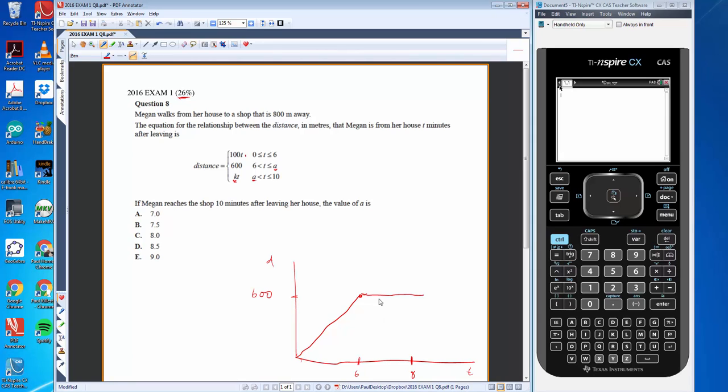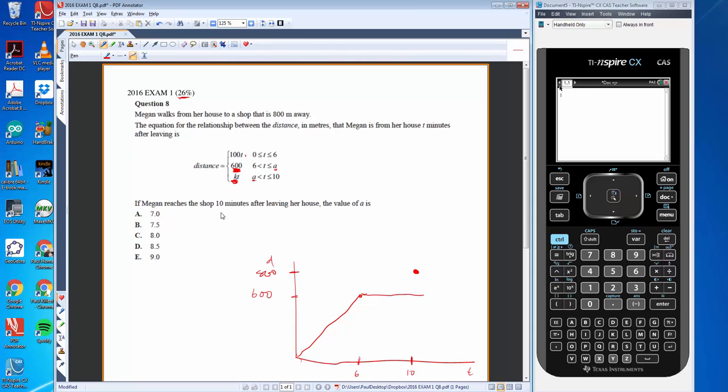Excuse the scale's off, but it's not important. So this is going to be at the 10th minute, and we know that she is 800 metres away. Okay, so that's when she reaches the shop. Now at some point on this line here, between 6 and 10, is when she takes off again, okay, and when she develops a gradient. So she's got zero gradient here, okay, because the distance doesn't change. The distance is always 600 from the 6th minute to an unknown number of minutes between 6 and 10 minutes.